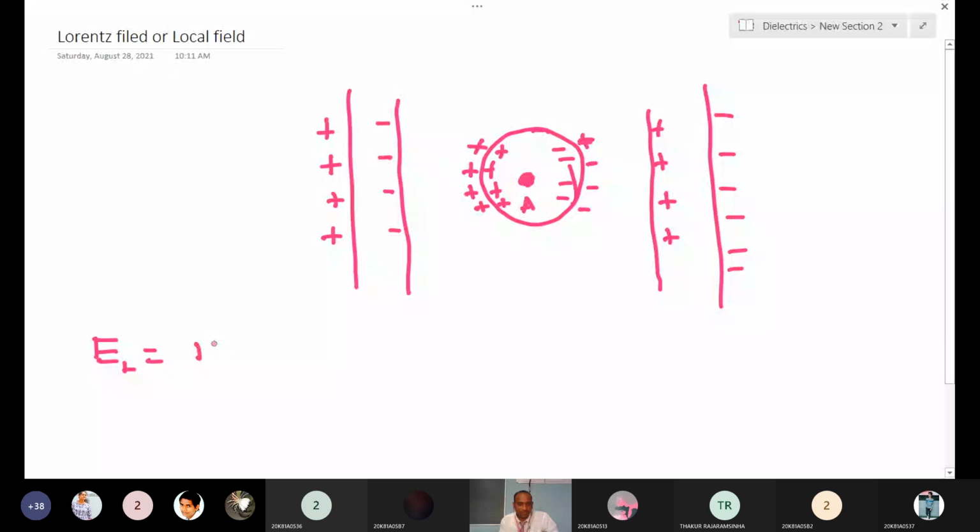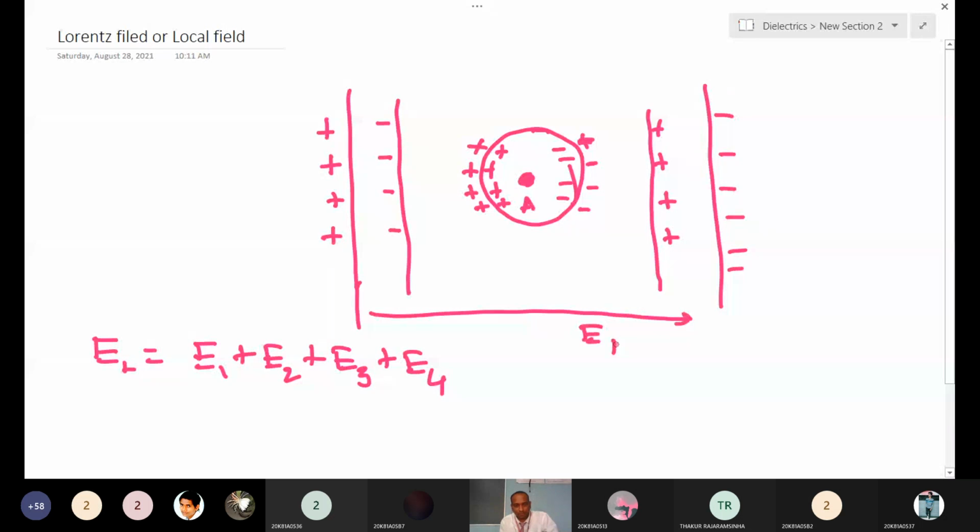Here there are four fields: E1, E2, E3 and E4. I will explain now. E1: in a parallel plate capacitor the electric field direction is always from plus to minus. E1 is the electric field due to the charge on the capacitor plates, since the positive and negative charges are already there.